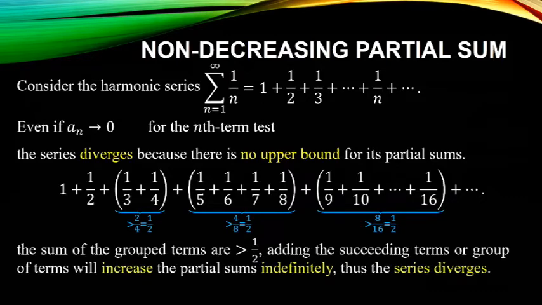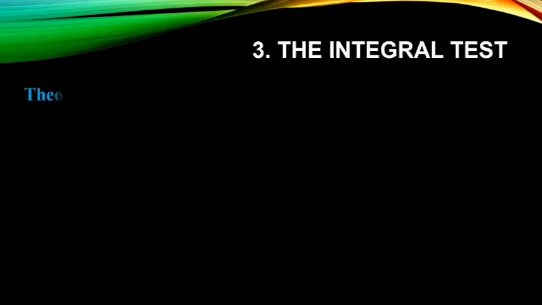The sum of the group of terms is larger than 1/2. Adding the succeeding groups of terms will increase the partial sums indefinitely. Thus the series diverges.